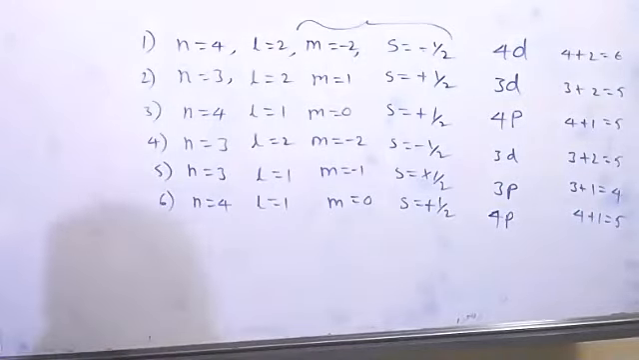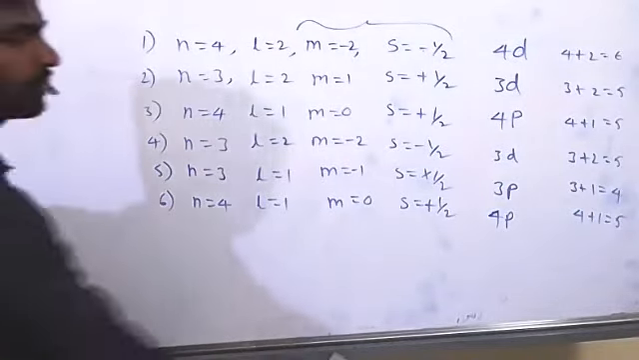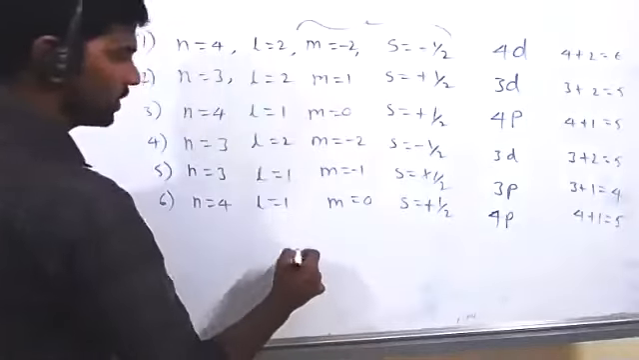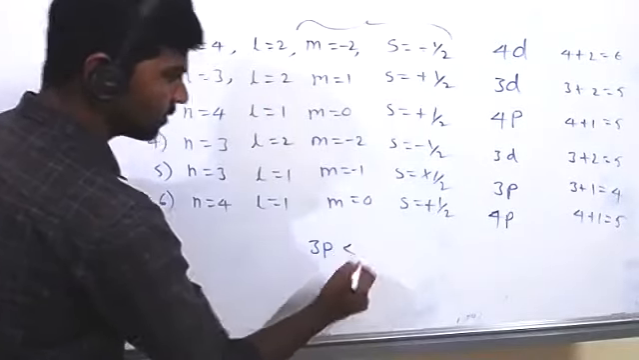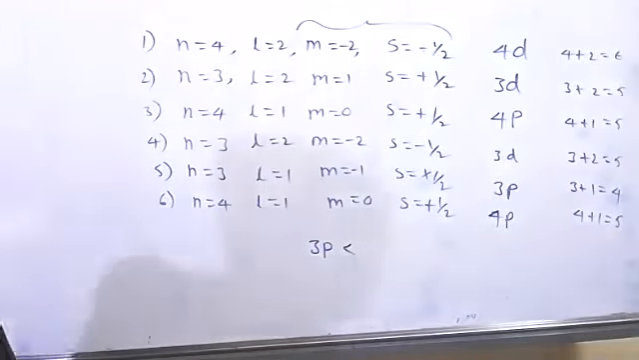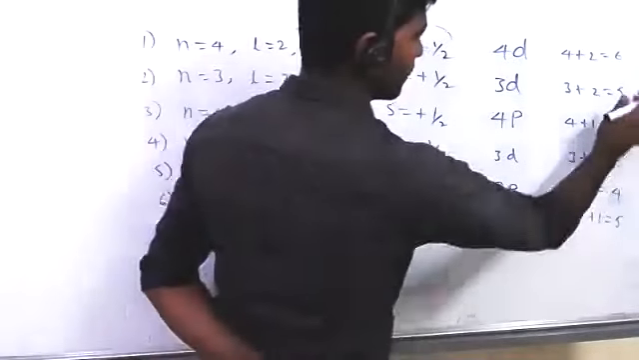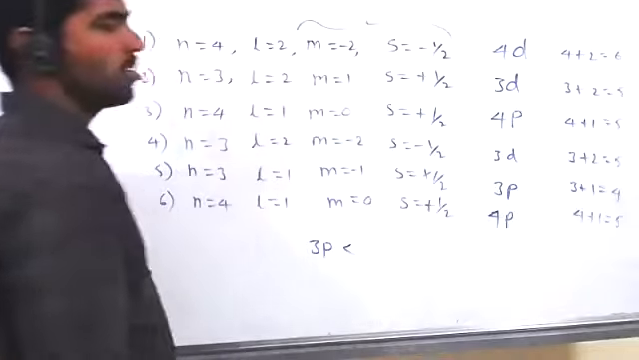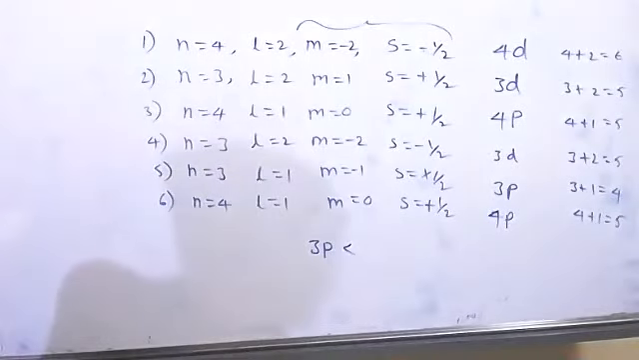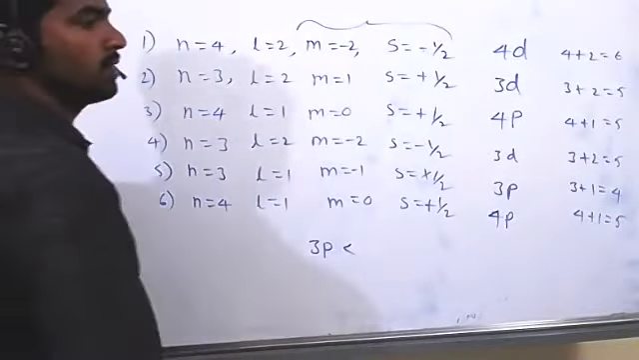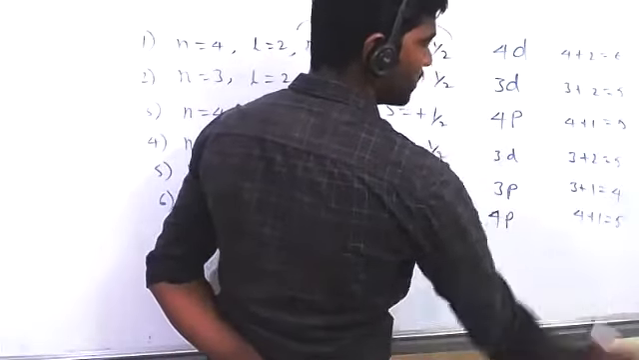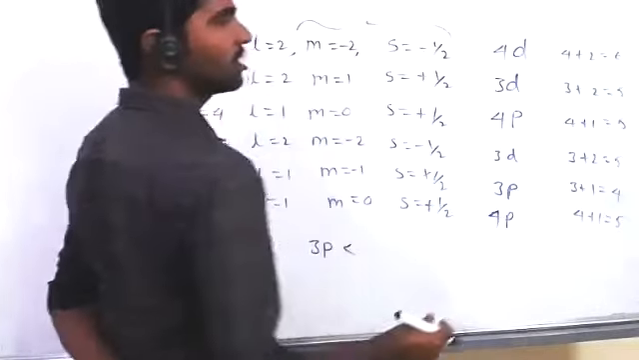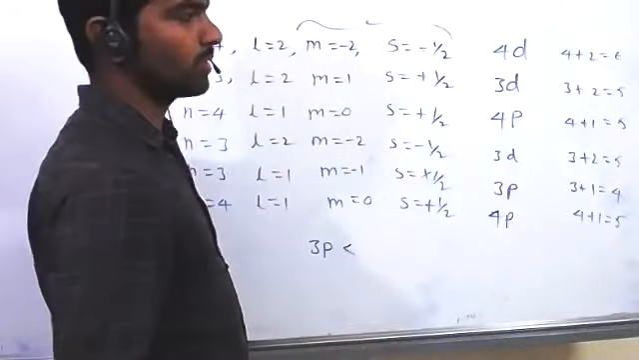The lowest energetic orbital is 3P. So 3P is low energetic. Then we are all having number 5 only. Which is low energetic in this case? Suppose the N plus L value is the same. We observe the orbital which one having the higher N value, that is higher energetic.